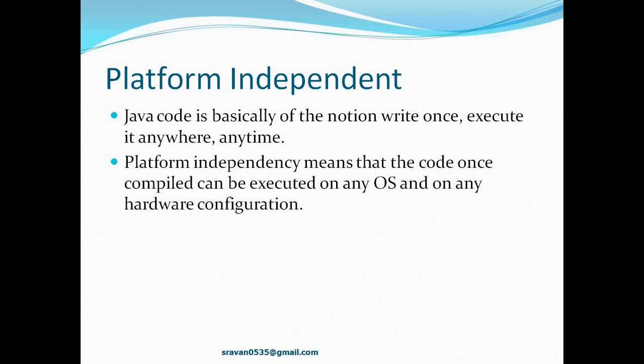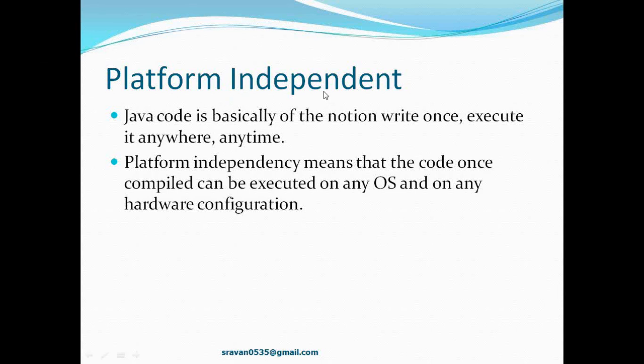Simply, platform is nothing but one operating system. Platform independent means operating system independent. Java code follows the notation write once and execute it anywhere, anytime. Once you write the program on the Windows operating system, the same program can run on a Mac operating system also. That is what platform independent means.